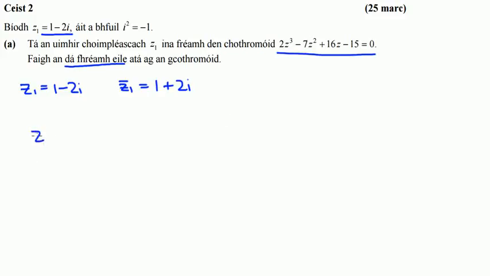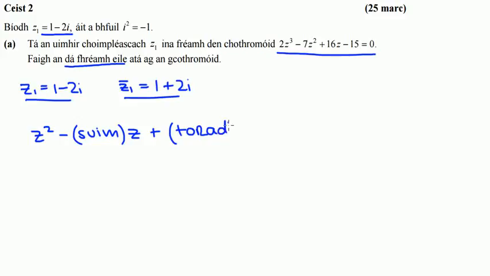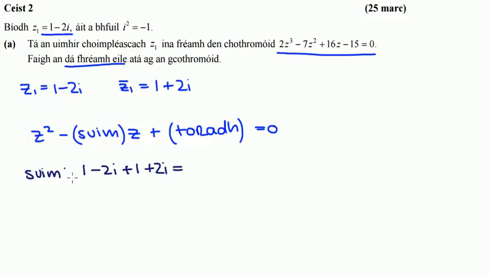So first I'm going to write down z squared minus the sum of the two complex numbers z1 and the conjugate of z1, z, plus the product of the two complex numbers will give me the constant. So z squared minus the sum z plus the product. So first let's find the sum. 1 minus 2i plus 1 plus 2i. 1 plus 1 gives 2. And minus 2i plus 2i will just give us 0. So the sum is just equal to 2.